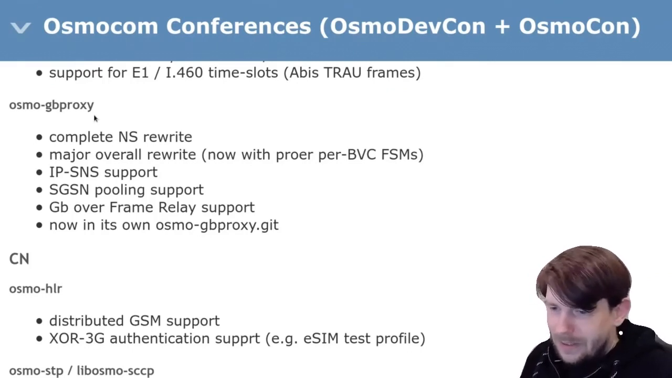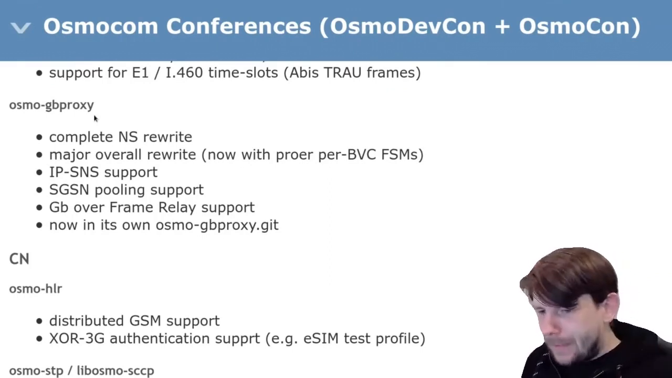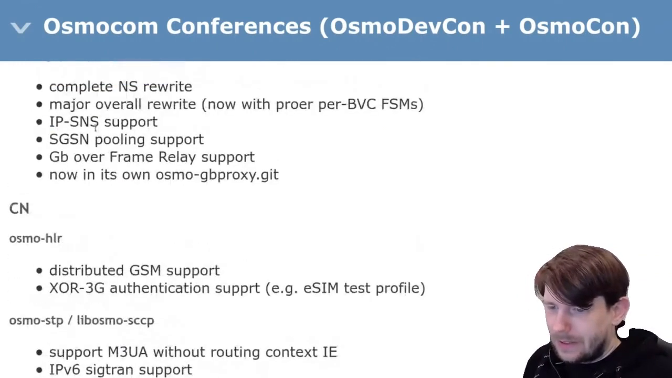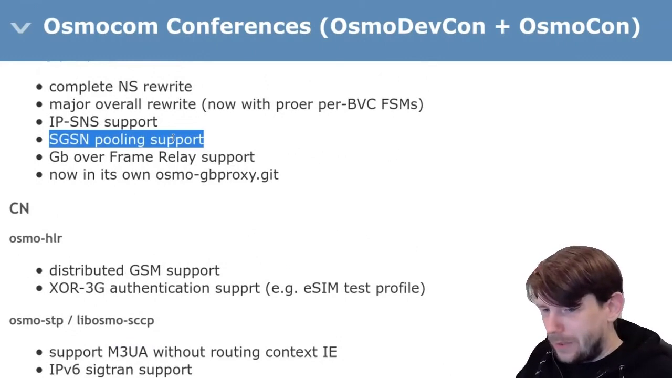Also, the GB proxy itself has received an overall rewrite now with finite state machines and so on. It supports this IP-SNS, this auto-configuration mechanism for the NS protocol. It supports SGSN pooling. Not just supporting SGSN pooling, but you can now have a BSS, meaning PCU and so on, that doesn't support SGSN pooling, put a GB proxy in front of it, and it will implement the pooling towards multiple SGSNs. So you can pool-enable a non-pool capable radio access network.